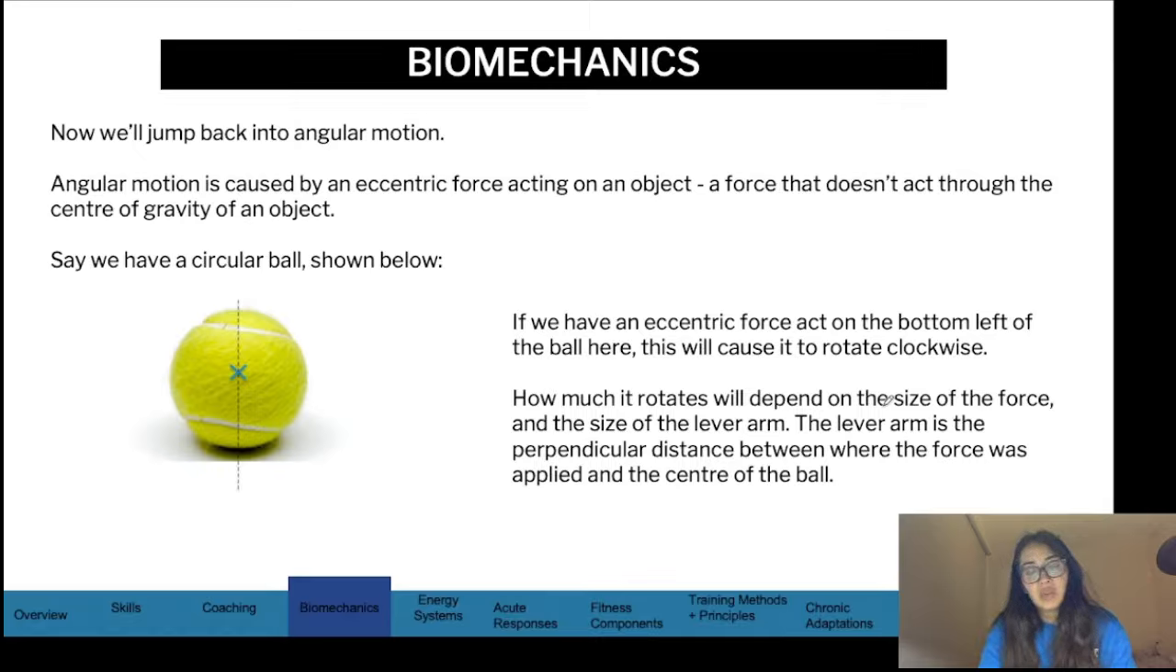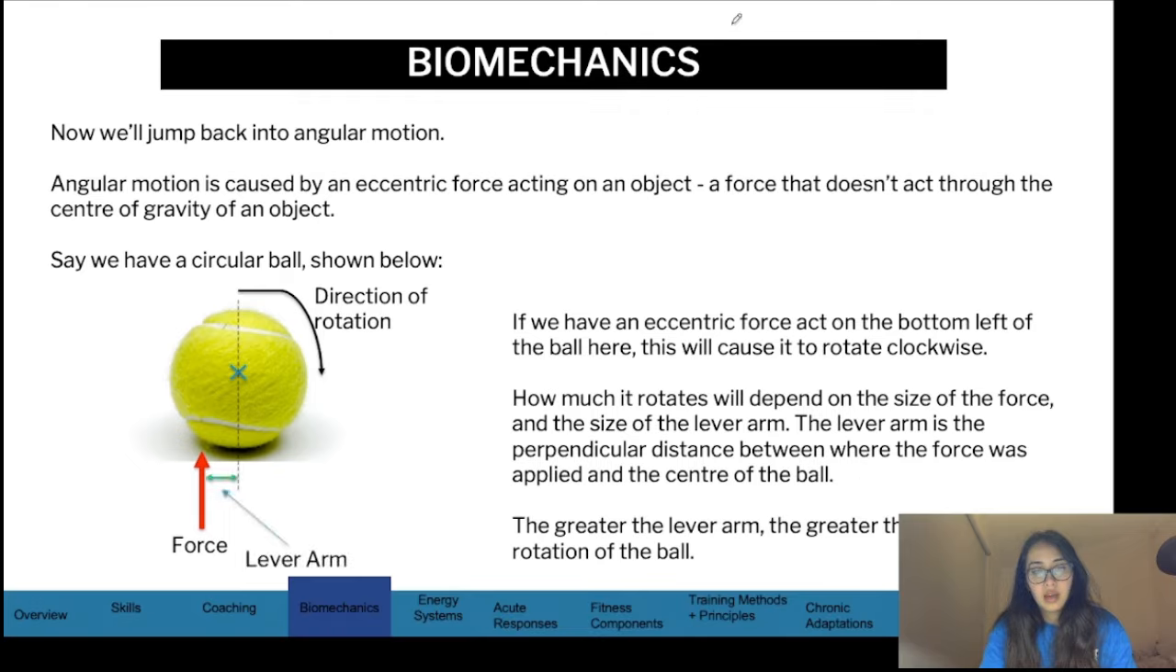If we have an eccentric force acting on the bottom left of the ball here, there's our weird force acting on it. It will cause the ball to rotate clockwise. How much it rotates will depend on the size of the force and the size of the lever arm. The lever arm is the distance from the center of gravity to this force. That's the lever arm. So if the lever arm is wider, we'll have a more eccentric force acting on it.